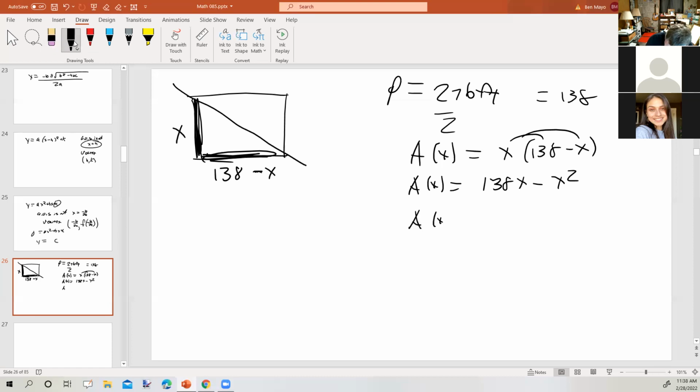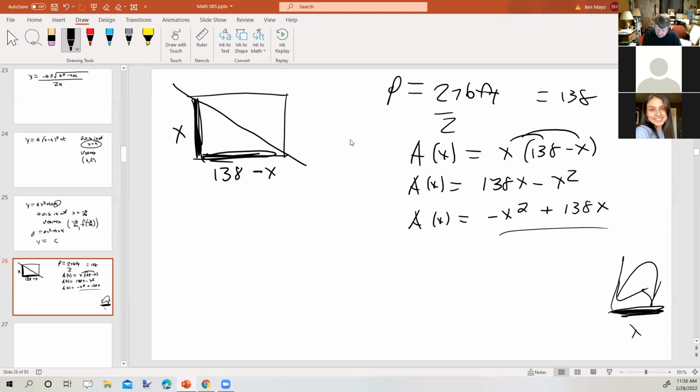I'm going to write that in descending powers, standard form like that. Okay, now, if we graph that thing, it's a parabola opening downwards. This axis would be X, and this axis would be A of X. So your maximum area would be the Y value of the vertex, and the X that produces that would be the X value of the vertex. So we basically need to find the vertex.